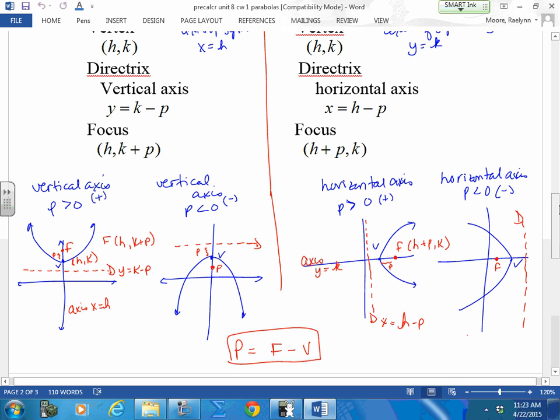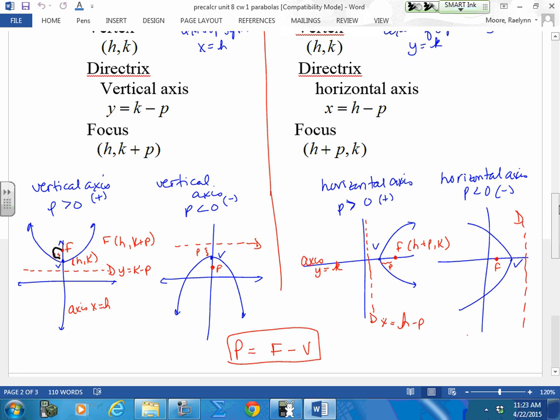When we look at this, if here's your x squared ones, x squareds open up. When P is positive, it will open up. When P is negative, it will open down. Your P comes from the distance between your vertex to your focus, right here. If it's positive, it's opening up. If it's negative, down. If you're on the opposite side, if it's positive, you go to the right, towards the positive. If it's negative, you go towards the left, towards the negatives.